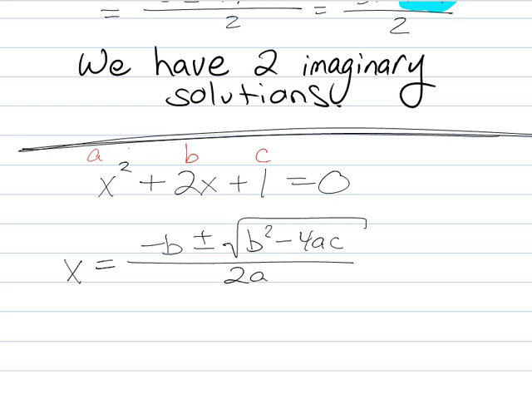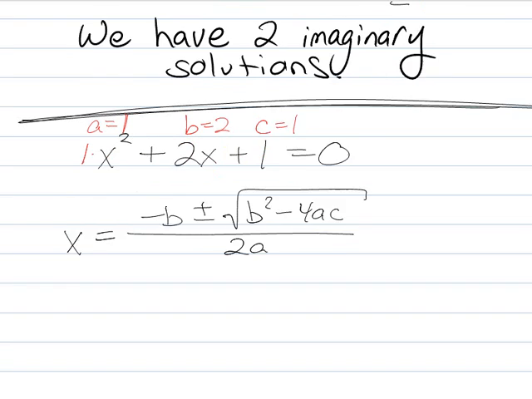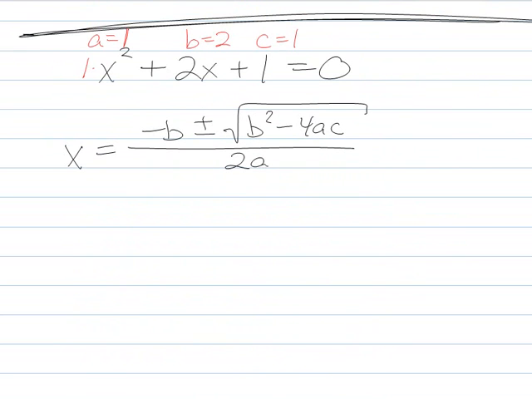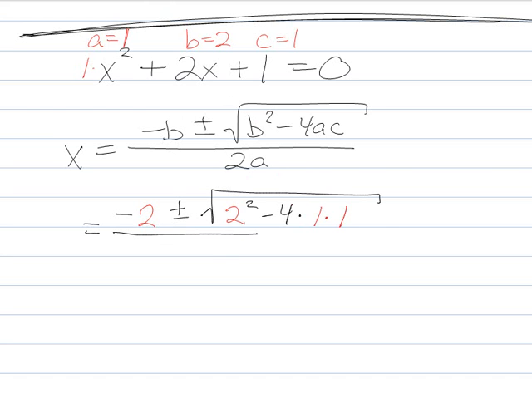So I have a, b, and c. Remember, a is 1, b is 2, and c is 1. Alright, so I'm going to plug these in. I've got negative b plus or minus the square root of b squared minus 4ac, all over 2a.